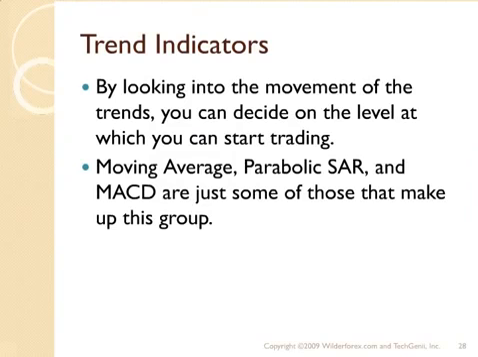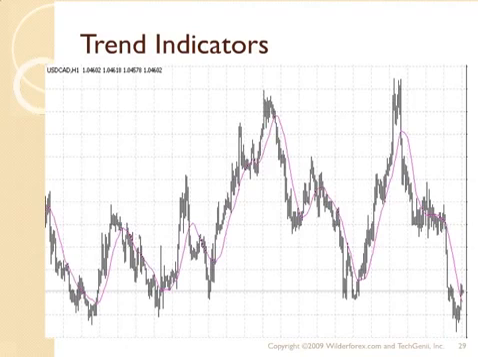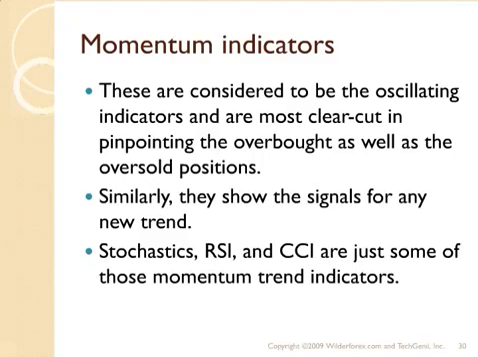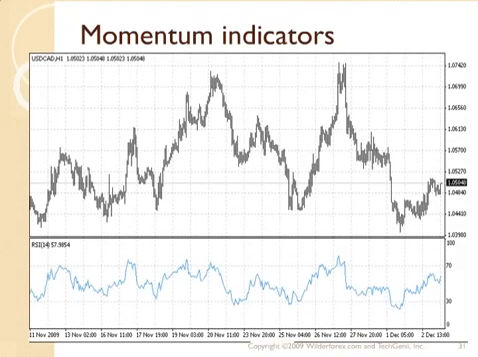Trend indicators. By looking into the movement of the trends, you can decide on the level at which you can start trading. Moving average, parabolic SAR, and MACD are just some of those that make up this group. This chart shows the moving average. Momentum indicators. These are considered to be the oscillating indicators and are most clear-cut in pinpointing the overbought as well as the oversold positions. Similarly, they show the signals for any new trend. Stochastics, Relative Strength Index, and CCI are just some of those momentum trend indicators. This chart shows the Relative Strength Index.